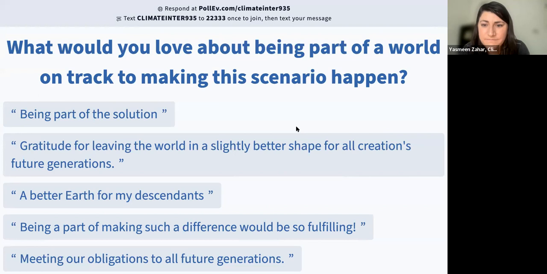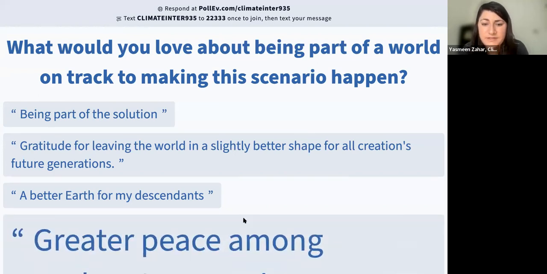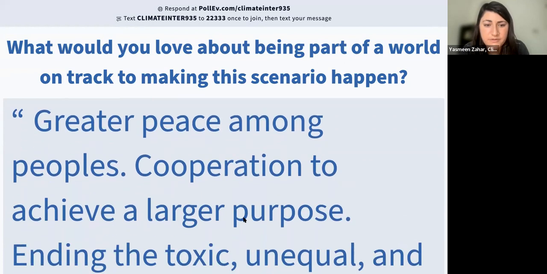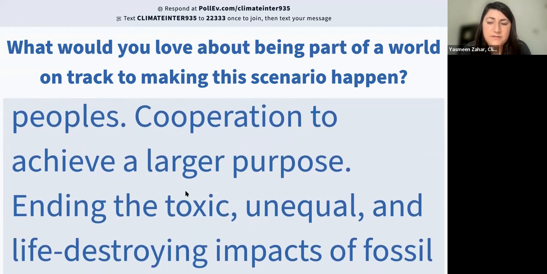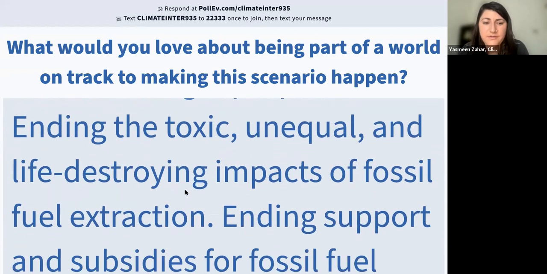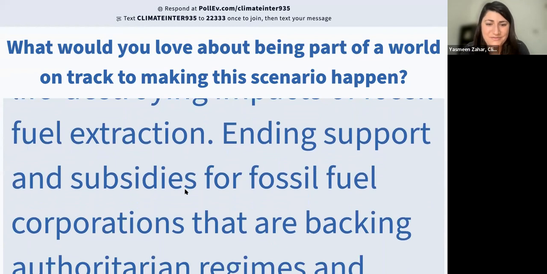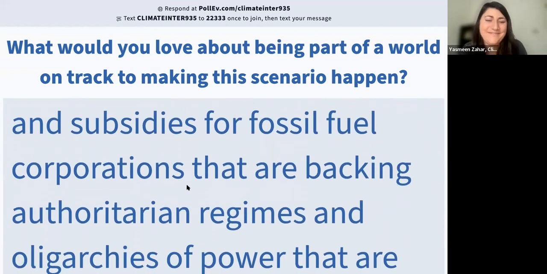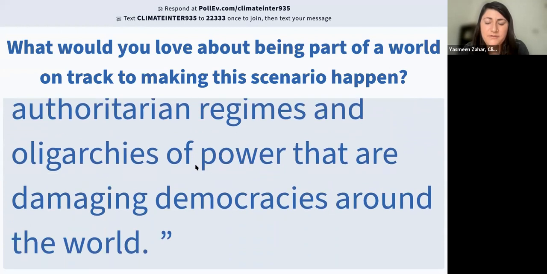A livable planet for future generations, greater peace among peoples, cooperation to achieve a larger purpose, ending the toxic, unequal, and life-destroying impacts of fossil fuel extractions, ending support and subsidies for fossil fuel corporations that are backing authoritarian regimes and oligarchies of power that are damaging democracies around the world, joy for one another and all creations, making the world better for all of God's creation, that our actions and sacrifices will show our love for God's creation, will help to preserve life on earth. Being able to answer yes to God if he asks, did you help take care of my creation?